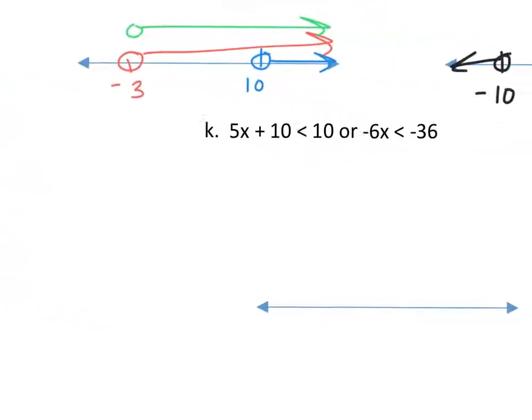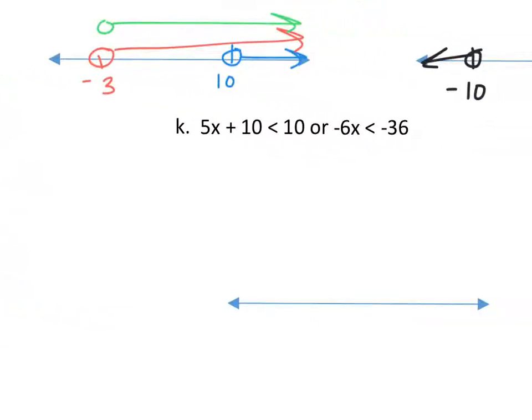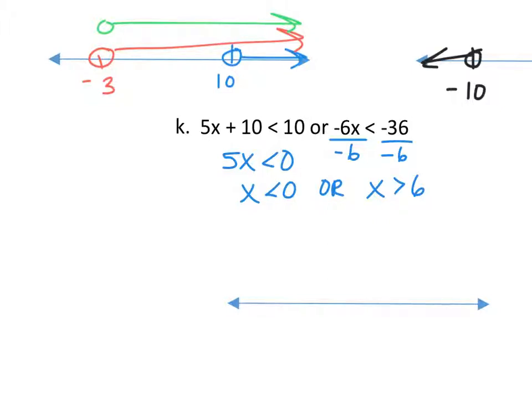And then the last one, I have an or. So it's going to be 5x is less than 0, x is less than 0. Because I subtracted 10 from each side, or divide by negative 6, x is greater than 6. So I switched the inequality because I divided by a negative. So x is less than 0, or x is greater than 6.